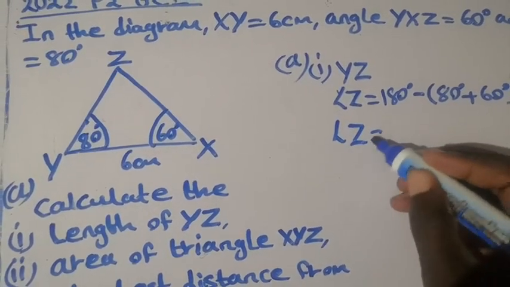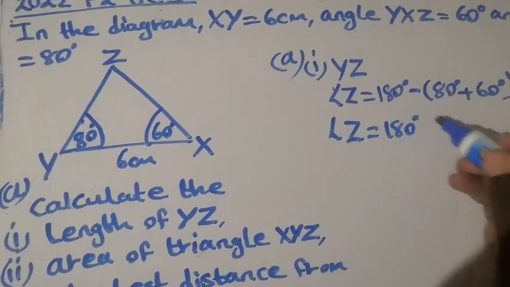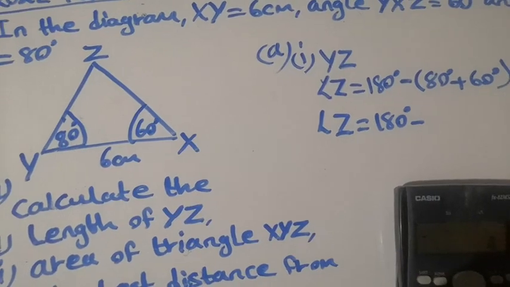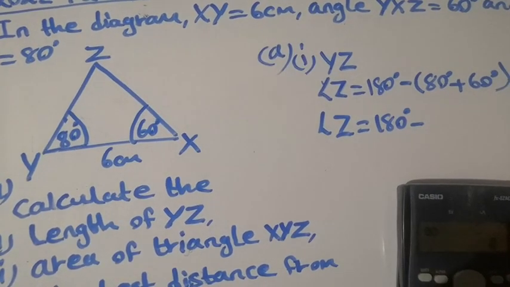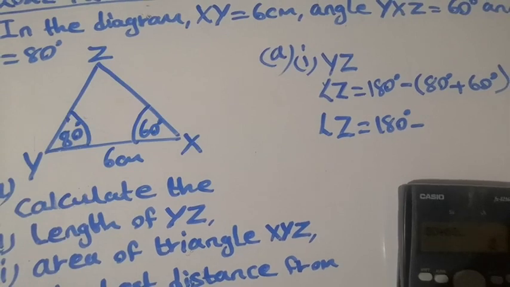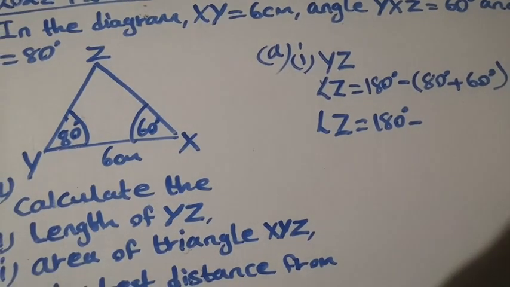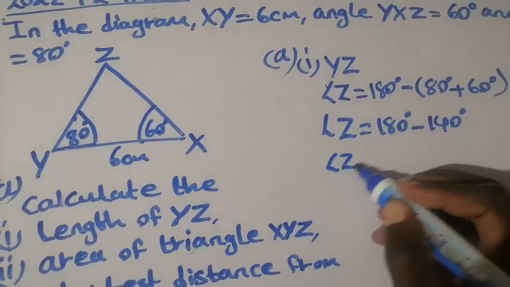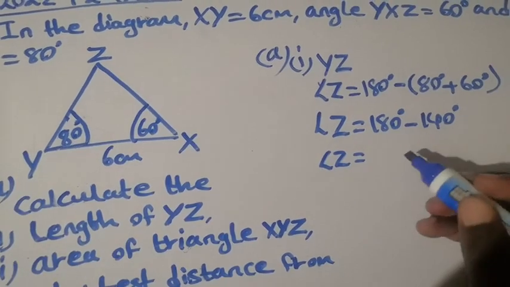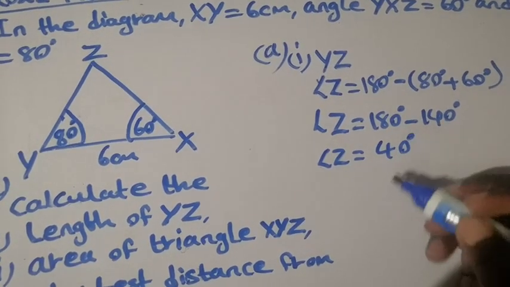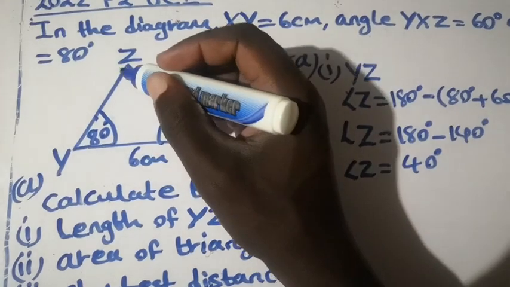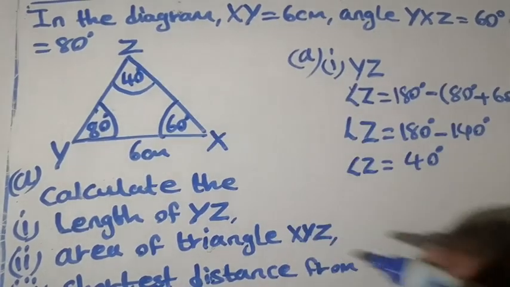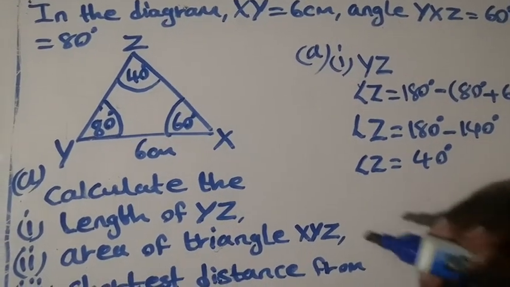So angle Z will be equal to 180 minus, you get your scientific calculator there, 80 plus 60, which is 140. So angle Z equals 180 minus 140, it's 40 degrees. So we have 40 degrees here. Now we can apply our sine rule.